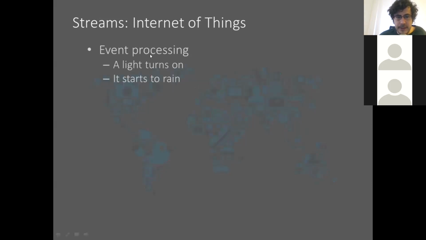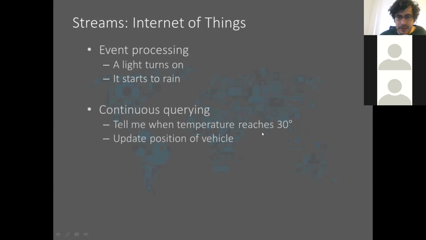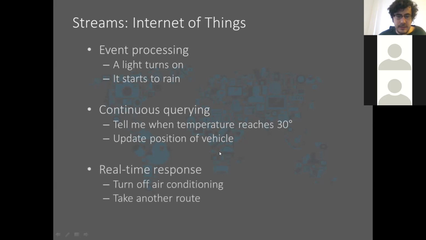So event processing, in this case, a light turns on, for example, and that means maybe certain other appliances should also be turned on, or maybe it starts to rain. Continuous querying: tell me when the temperature reaches 30 degrees Celsius, for example, or update the position of a vehicle. So give me the updated position of the vehicle as it moves. Real-time response might be turn off the air conditioning in a building, take another route.